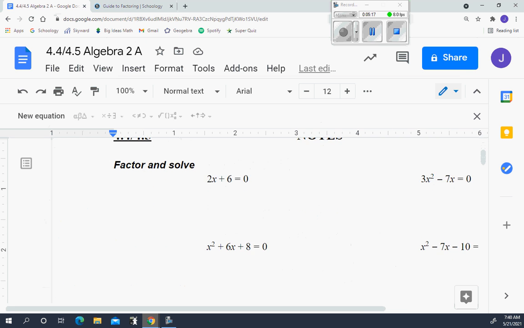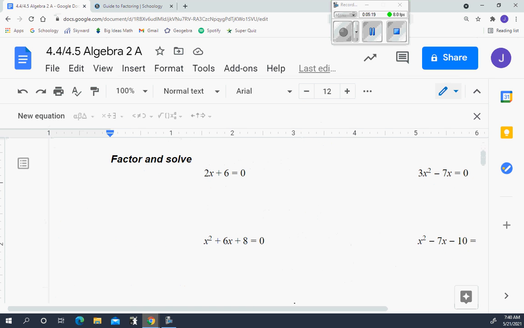In our notes, we start off easy. We have 2x plus 6 equals 0. I just want you to get the feel of how we solve for x. Well, we subtract 6 from both sides. 2x equals negative 6, so x equals negative 3.